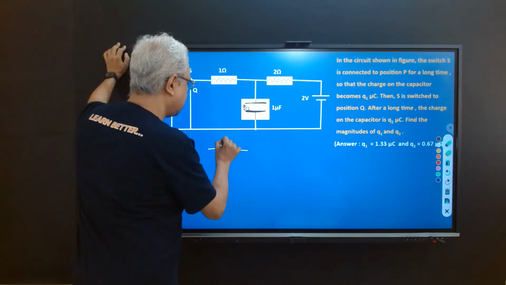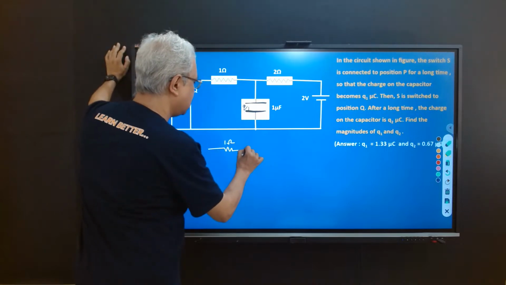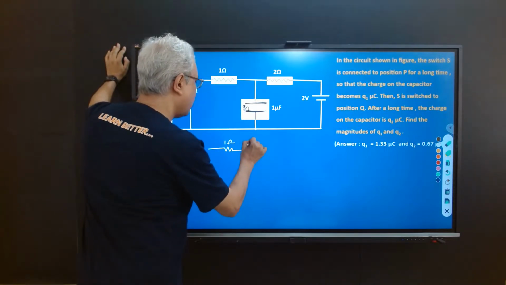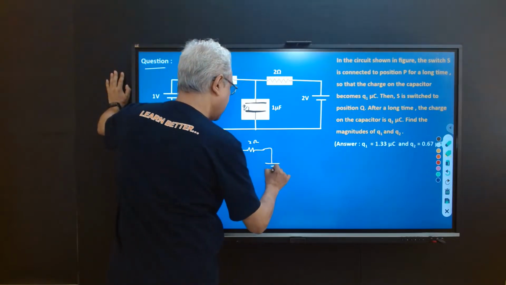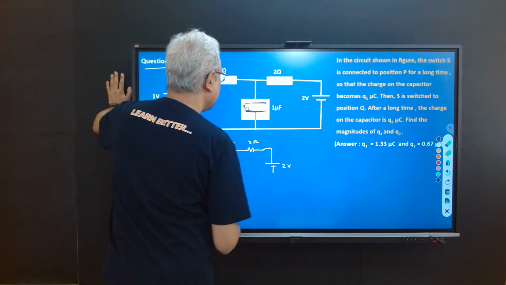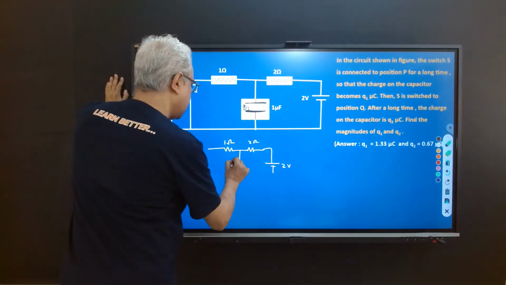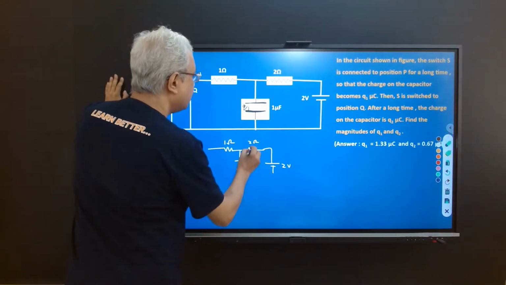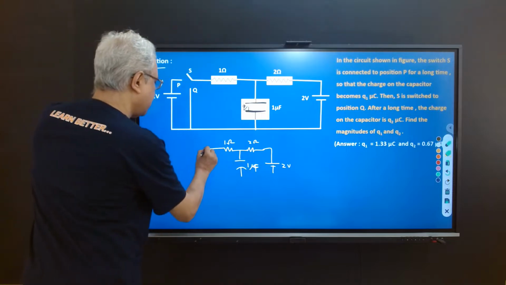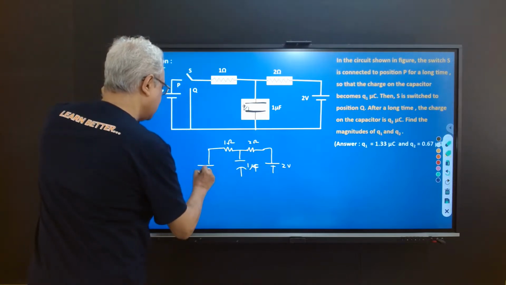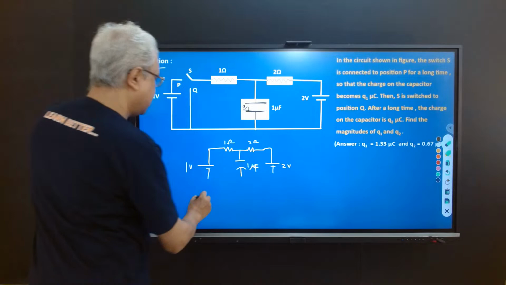So this is one resistance, which is 1 ohm. This is another resistance, it is 2 ohm. This is a 2-volt battery. And there is a capacitor whose value is 1 microfarad. And there is another battery here, which is 1 volt.